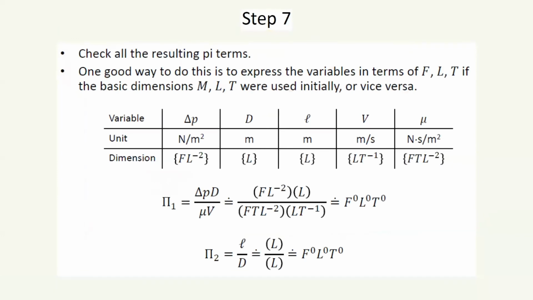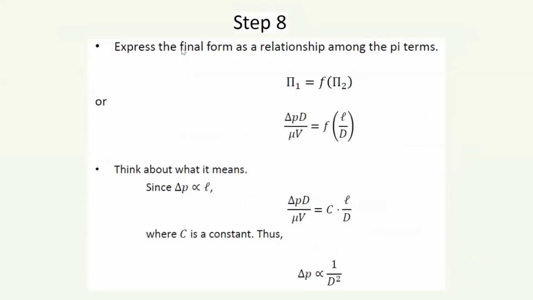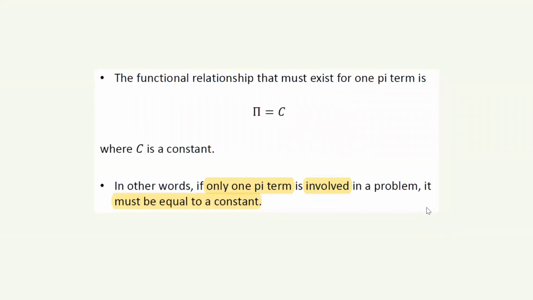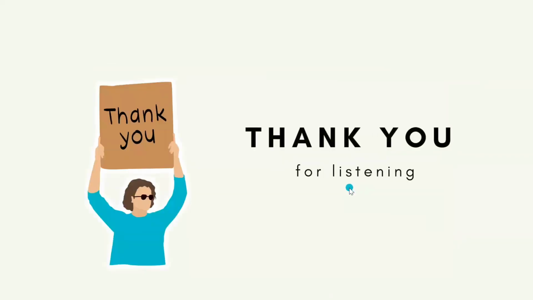Step 7. Check all the resulting pi terms. One good way to do this is to express the variables in terms of FLT if the basic dimensions MLT were used initially. Last but not least, the last step is to express the final form as a relationship among the pi terms. At the end, the functional relationship that must exist for one pi term is pi equals C, where C is a constant. In other words, if only one pi term is involved, it must be equal to a constant. That's all from me.